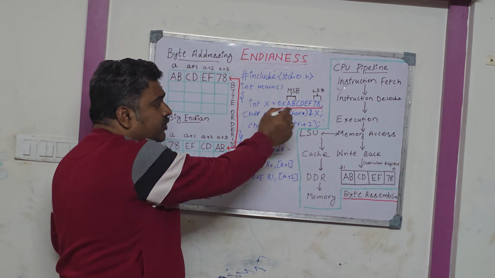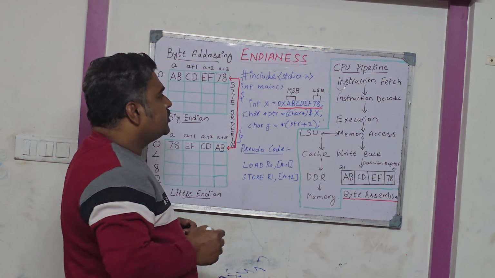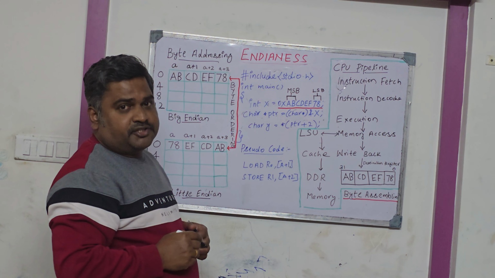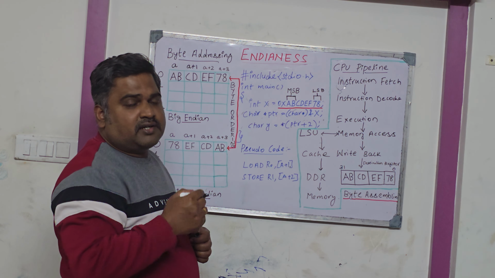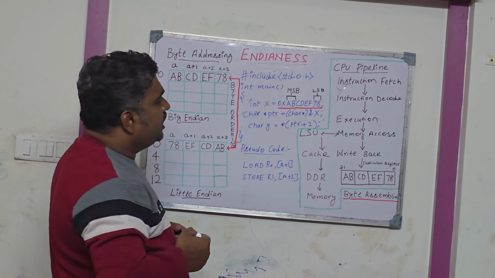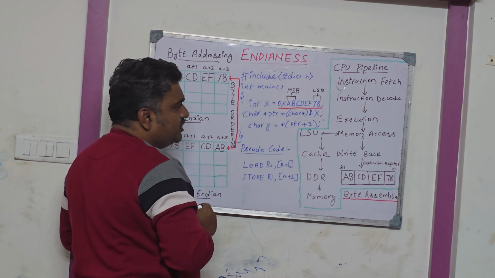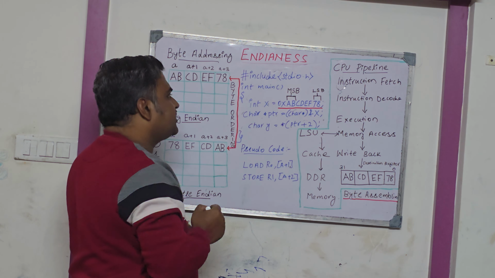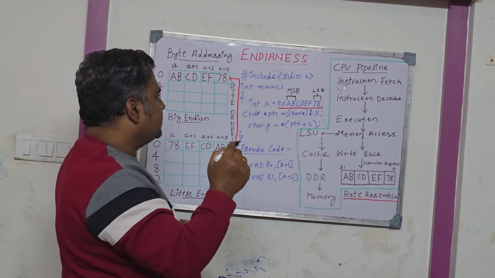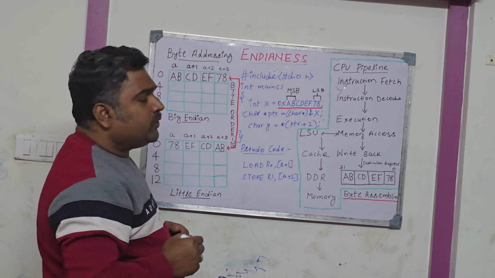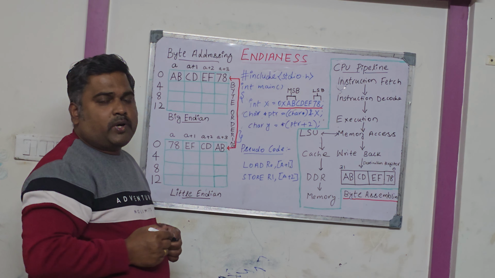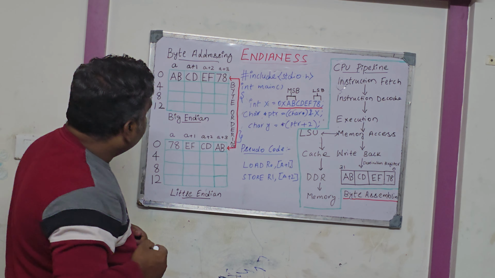Considering a 32-bit multi-byte value stored in a variable x of type integer, its size is considered to be 4 bytes. In this multi-byte value, AB is referred to as MSB, most significant byte, and 78 is referred to as LSB, least significant byte. Now we'll understand how this multi-byte value is stored in the memory.